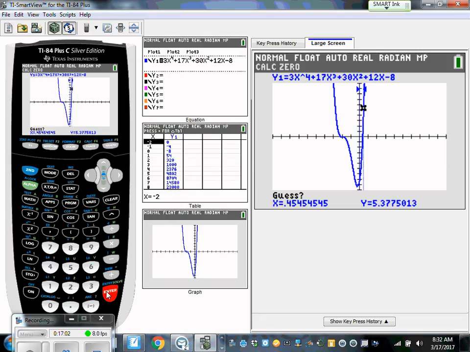Do I want to guess? No. Just hit enter again past the guess thing, because that's just dumb. And it'll move your cursor. Watch where it goes. It'll move it exactly right where you're trying to find it. It's going to tell you that it is at 0.33333333.